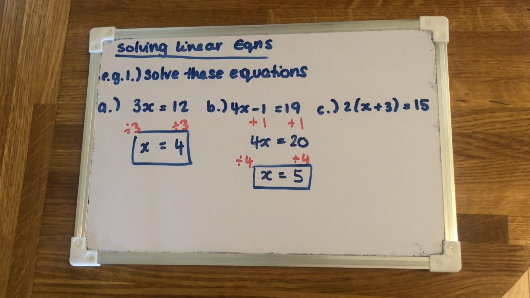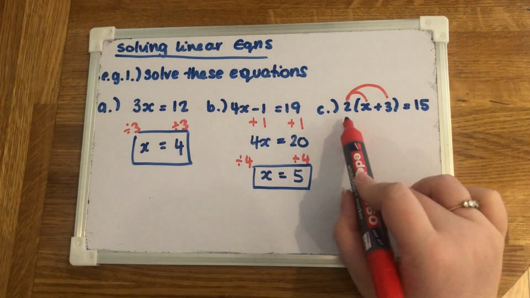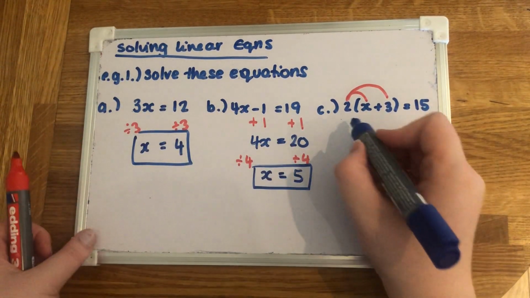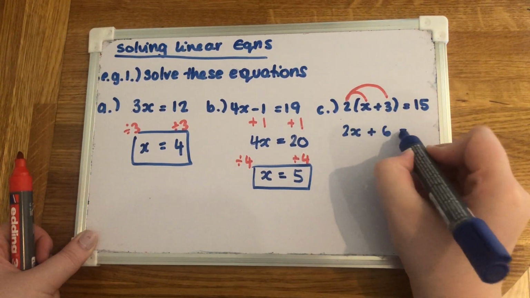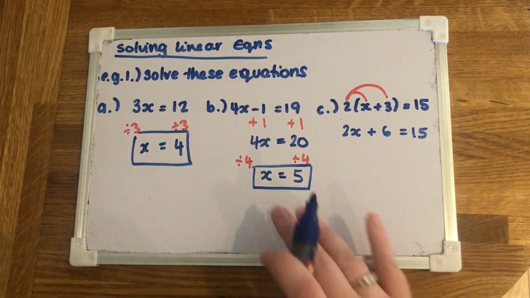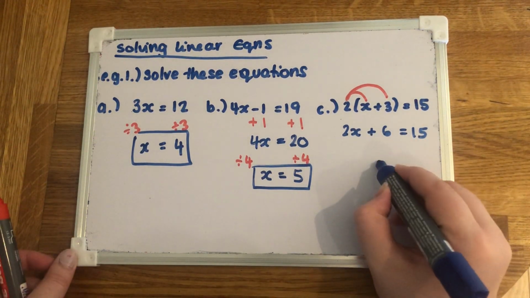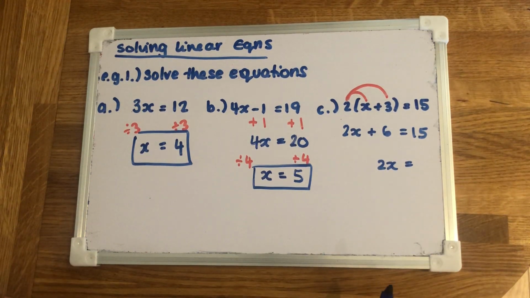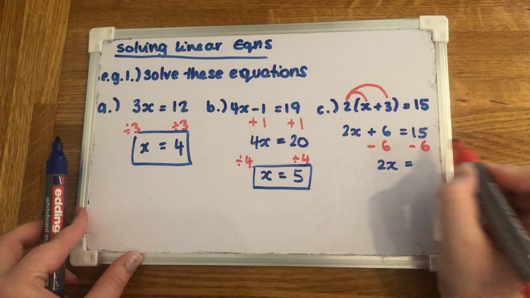Next one, so we've got brackets this time. So for these ones, the first thing I would always say is expand the bracket, so make sure that you know how to do that first. Okay, so we're going to do 2 multiplied by x, which is 2x. And then 2 multiplied by 3, which is 6. Just make sure that you always multiply, that's really important. Okay, and again, we then just do exactly the same method as here. So we don't want the +6 with the 2x, okay, because we just want to end up with 2x on the left-hand side. So to be able to do that, we need to subtract 6 from both sides.